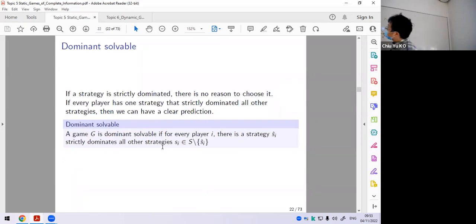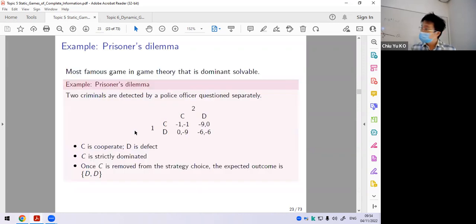The next case is if the game is such that everyone has one strategy that dominates all other strategies, then that one is a prediction. Just recall the most famous game, the Prisoner's Dilemma. Just to remind you that D is the dominant solvable one. Let me repeat because I think it's important.